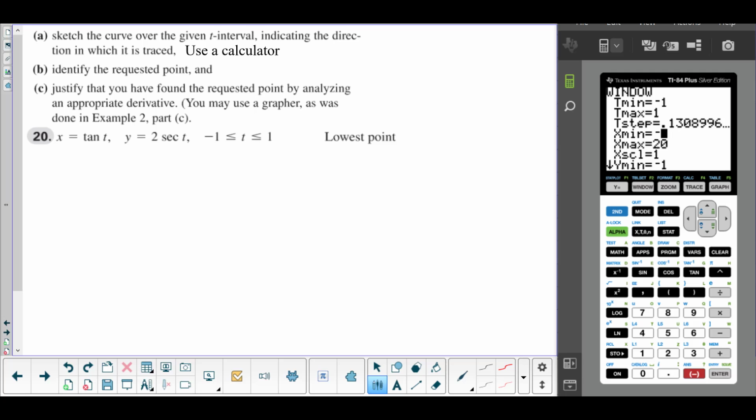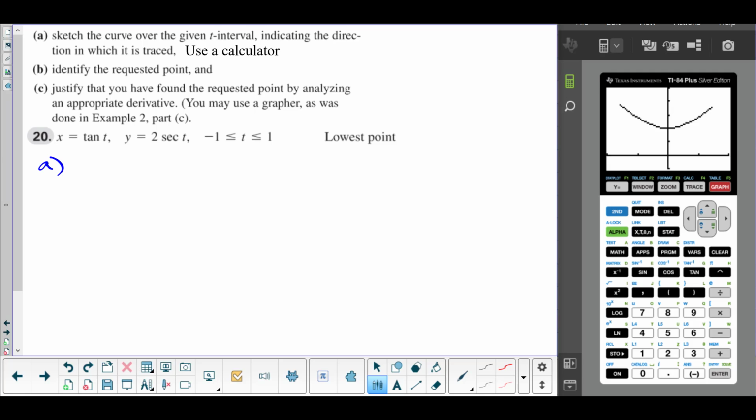Let's go -2 to 2 on this. And -1 to, I think 3 will be fine on the y's. And graph, oh, not quite. I need a little higher on the y's. So y max, let's go, I think maybe 5 will be okay? Yeah, 5 is fine.